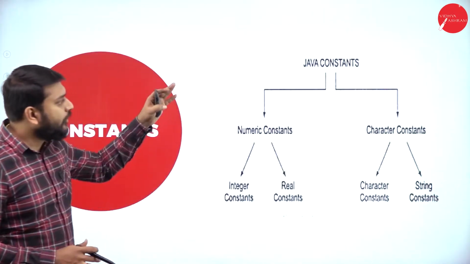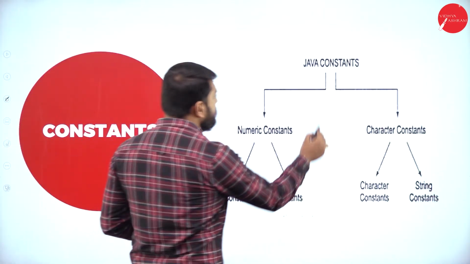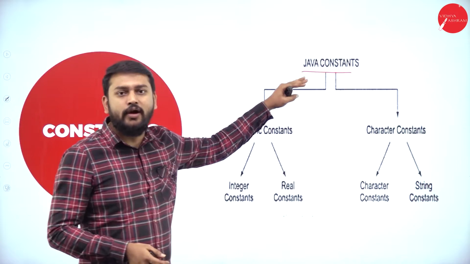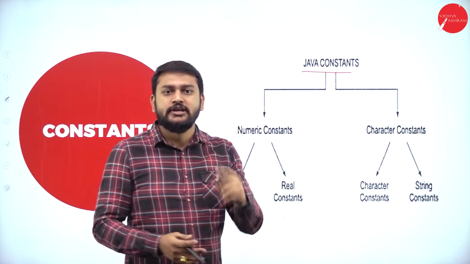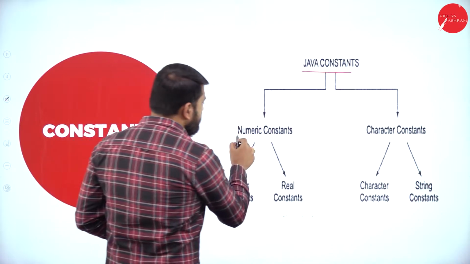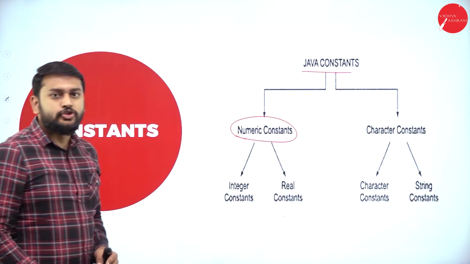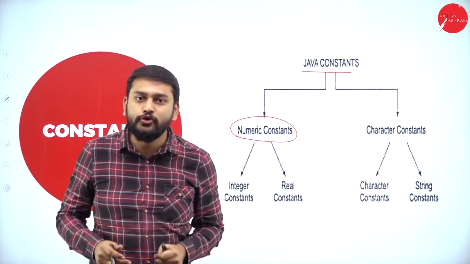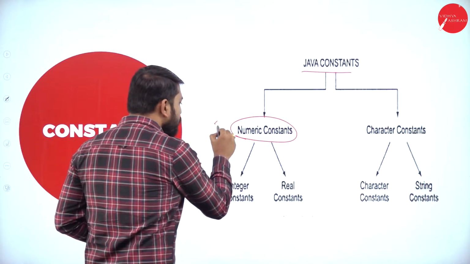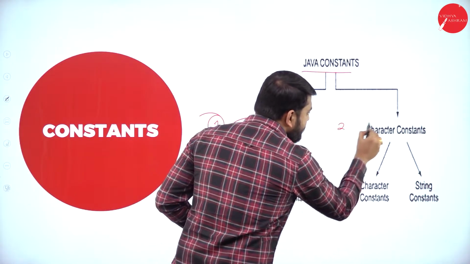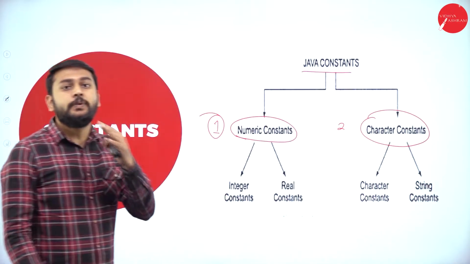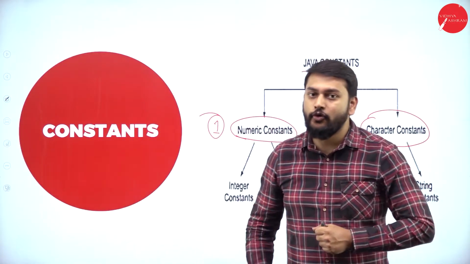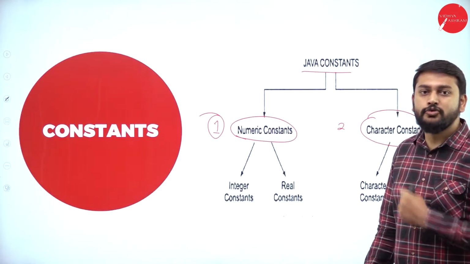The first one that we have, they call it Java constants. In these Java constants, I have different types of constants. The first one that you have to understand is numeric constants. So again, Java constants is getting classified into two: the first one is numeric constant and the second one is character constant. Please make a note of it. This can be an important question from your exam point of view. So please remember, you will have to write this diagram.